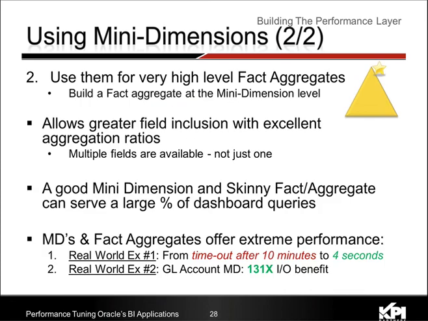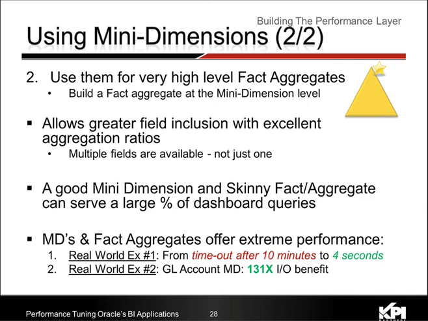Another benefit of these mini dimensions is now, since we have a very small set of commonly used fields, we can go ahead and build an aggregate table at a very high level, right, very top of the data pyramid. And so instead of just building it off of customer region, we may actually be able to build it off of several different customer fields. So we get a lot of inclusion of our different fields that we're going to use while still maintaining fantastic compression ratios and aggregation ratios. Right? And if we do this correctly, if we analyze things properly, mini dimension and our skinny fact and skinny aggregates can serve a very large percentage of your dashboard queries. The goal is to lift the workload off of the base tables onto this performance layer.